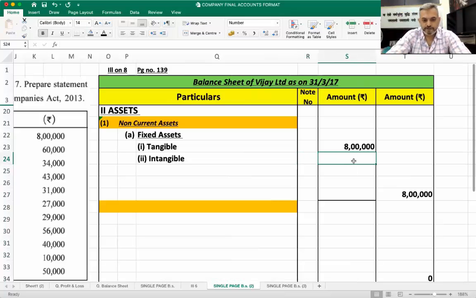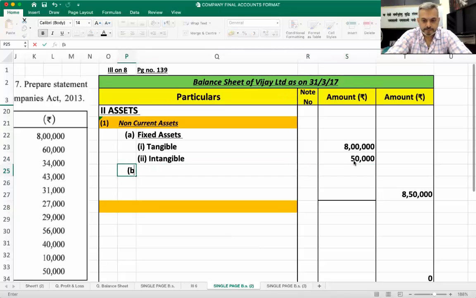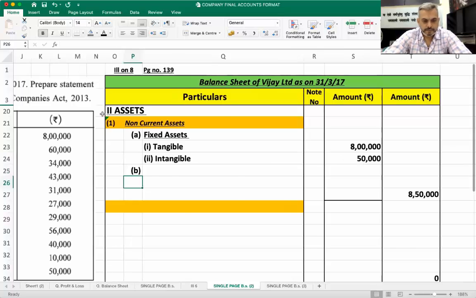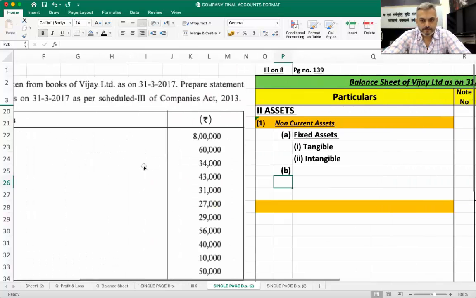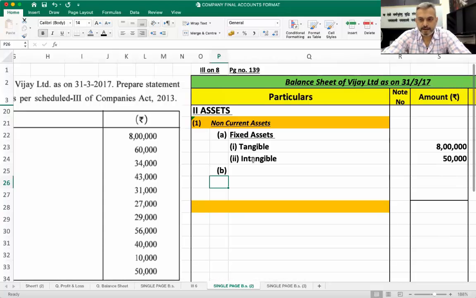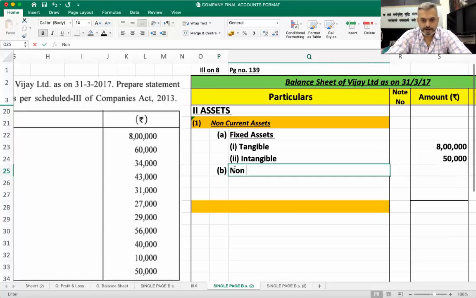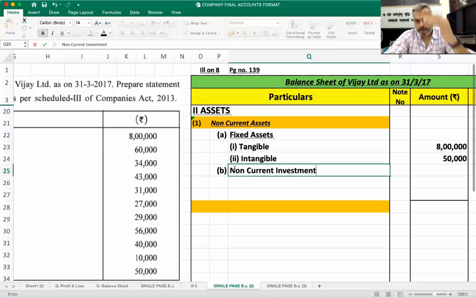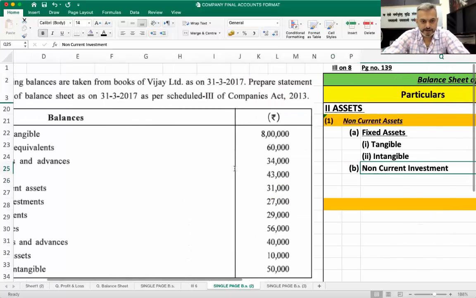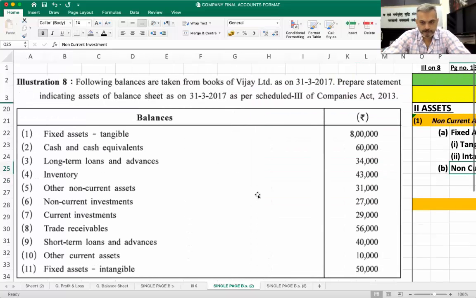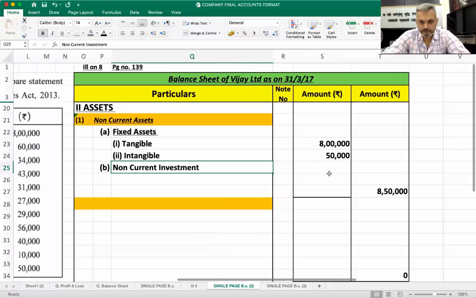Simultaneously, you can take what is done. So tangible, intangible, and non-current investment. That's how we remember it. TINLO: tangible, intangible, and non-current investment. Let's check out. Do we have non-current investment? Yes, 27,000.